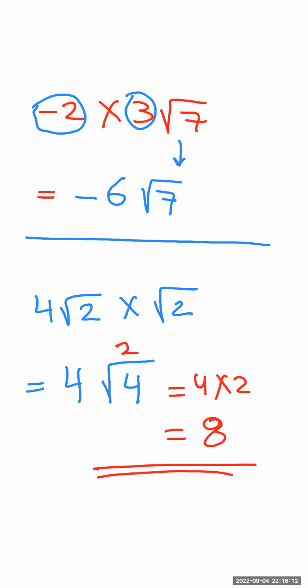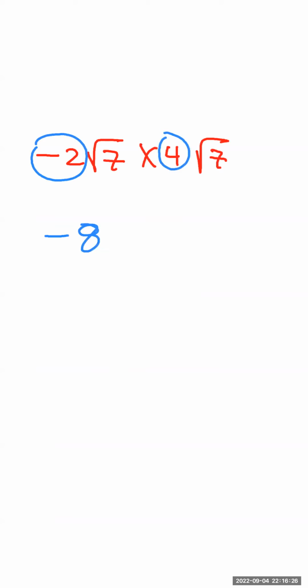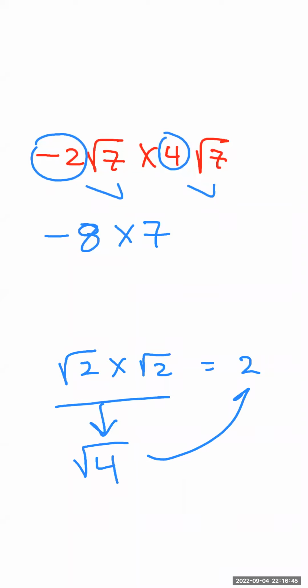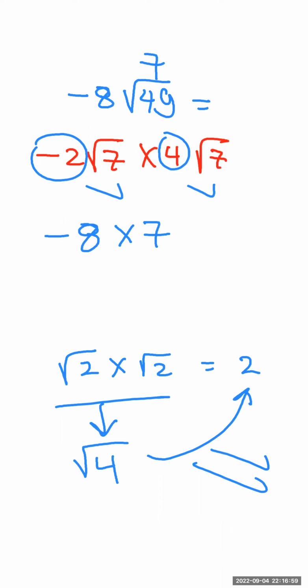Okay, another question like that. -2 square root of 7 times 4 square root of 7. Nothing different. -2 times 4, -8. Square root of 7 times the square root of 7, actually it's 7 directly, right? Because the square root of a number times itself equals the number. Square root of 2 times the square root of 2 equals 2, because simply this one is square root of 4, which means it's 2. Or in other words, we can say -8 square root of 49, and the square root of 49 is 7, so it will equal the same result, -56.